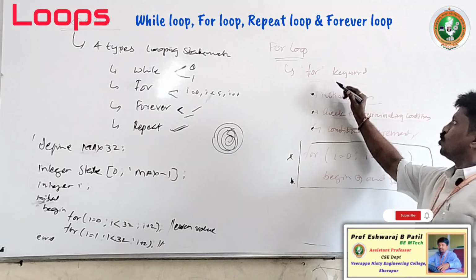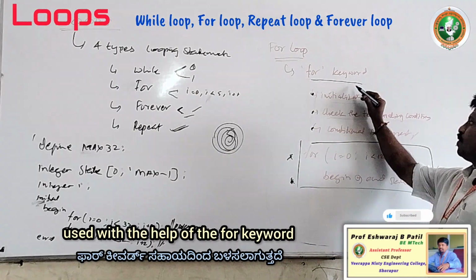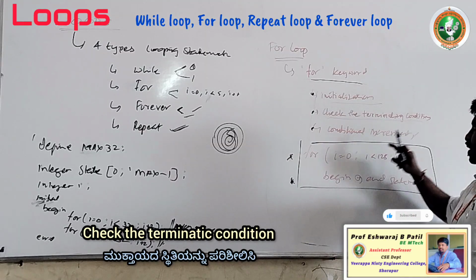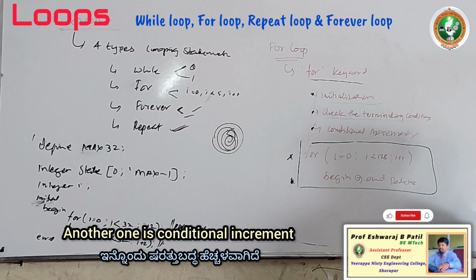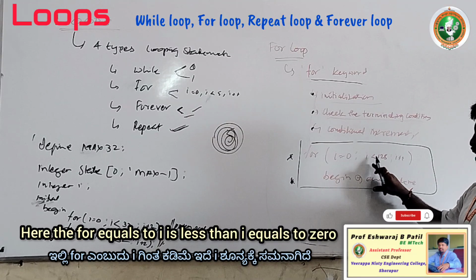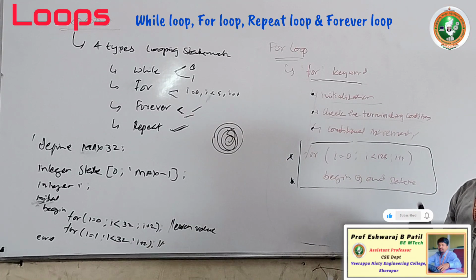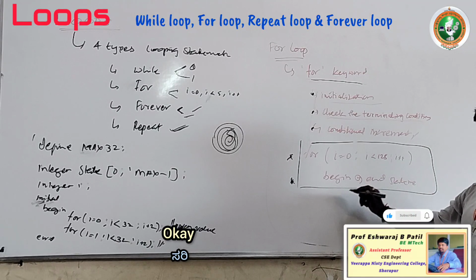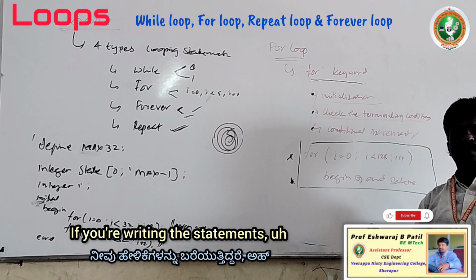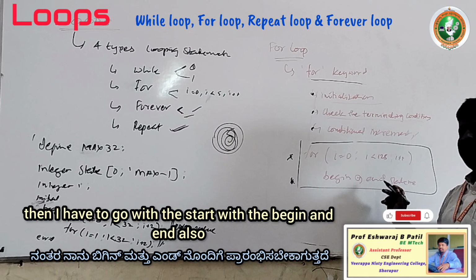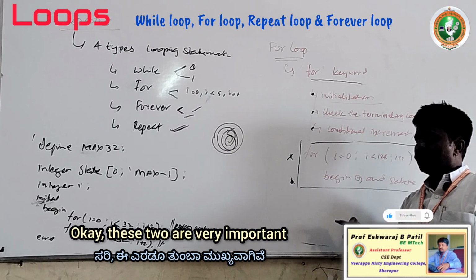A for loop is used with the help of the for keyword. You have two parts here: the initialization and checking the terminating condition, and the conditional increment. Here I have an example: for I equals 0, I is less than 128, I plus plus. If my increment is 1, then I go with I plus plus. If you are writing statements within the for loop, then I have to start with begin and end also. These two are important.